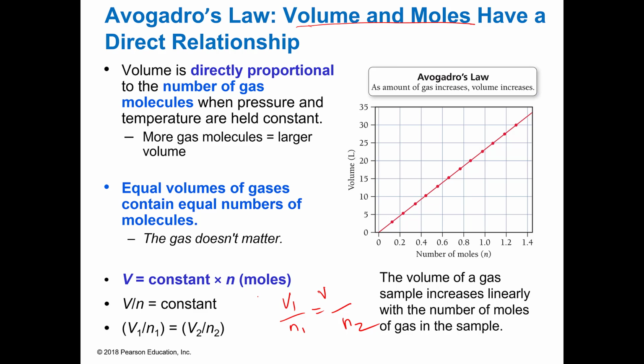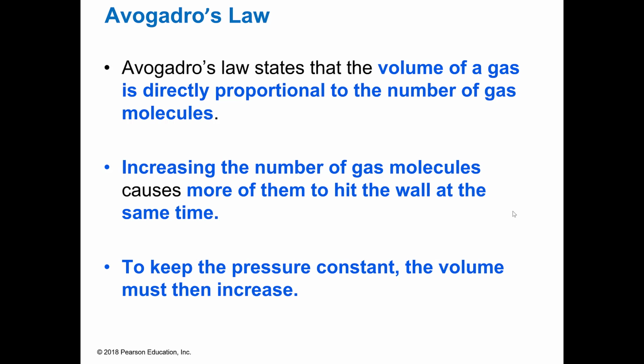So gases are a little bit different from what we've seen when we were talking about solids and things like that. So since the volume is directly proportional to the number of molecules, if you increase the number of gas molecules, more of them are going to hit the wall at the same time. If you keep the pressure constant, then the volume has to increase.